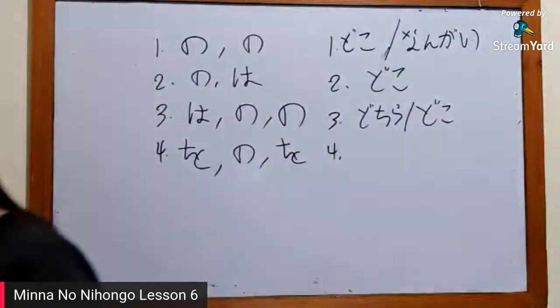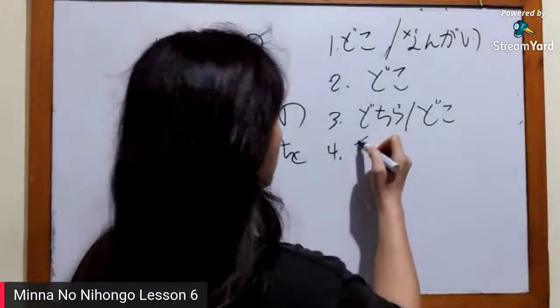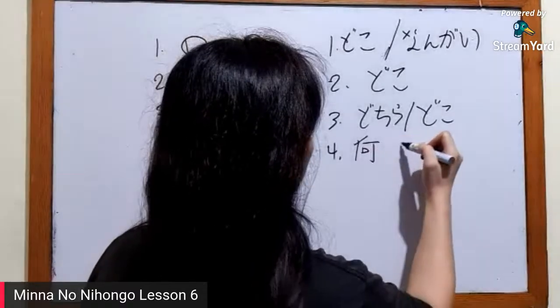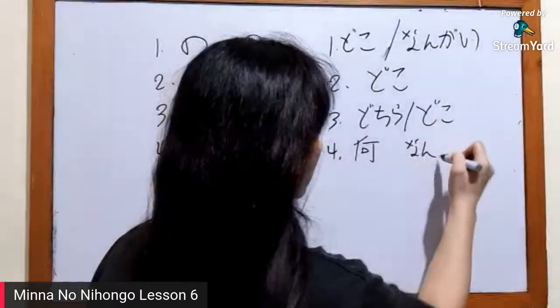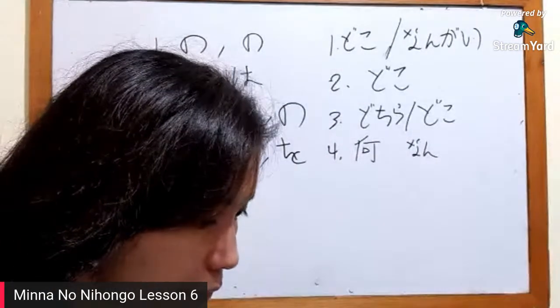Next, number 4. Empty wa blank no kaisha desu ka? Tabako no kaisha desu. So the answer is empty wa nan no kaisha desu ka? Nan. Okay? Nan no kaisha.